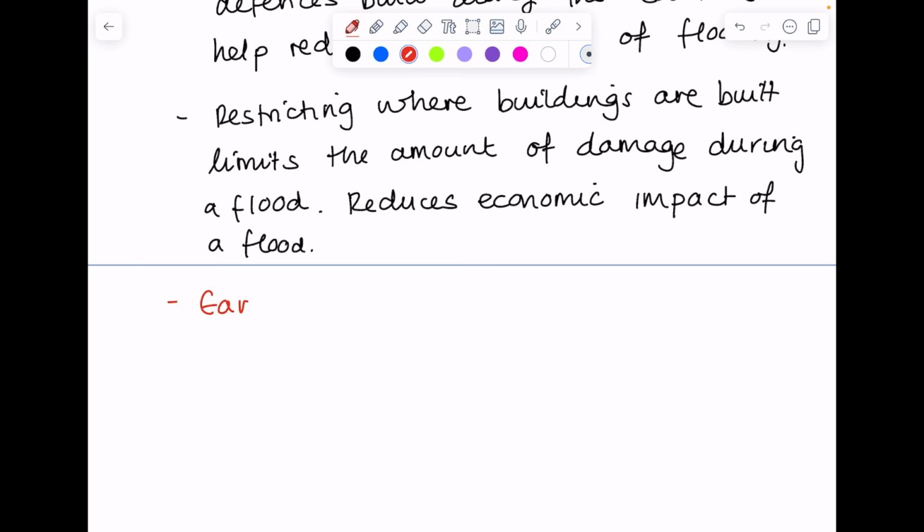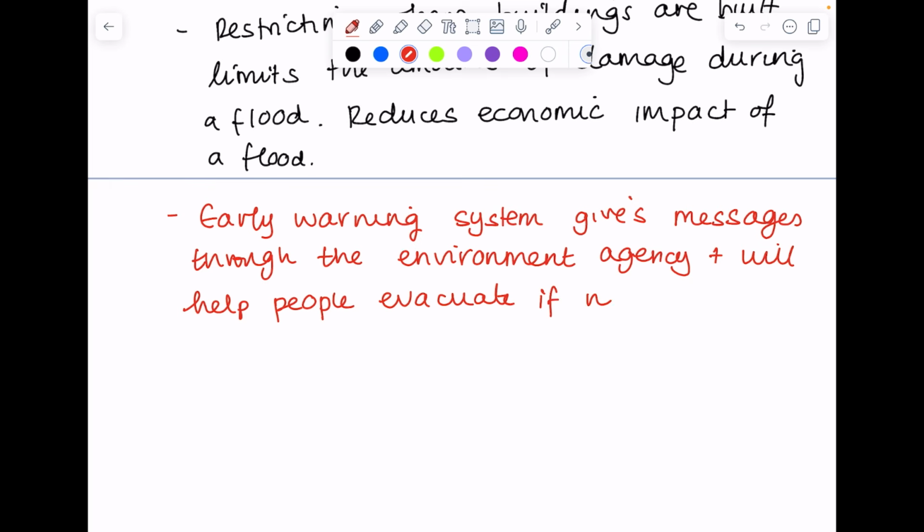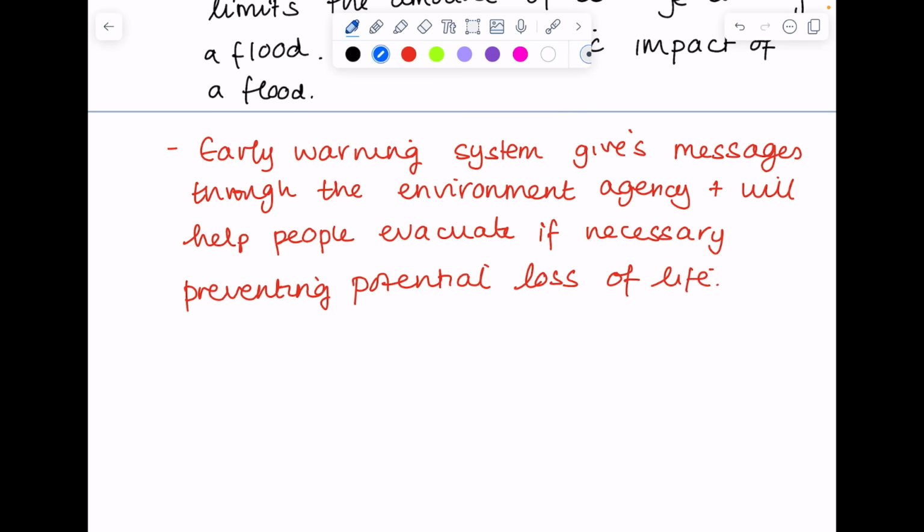Early warning systems now may give messages through the Environment Agency which will help people evacuate if necessary, preventing potential loss of life. And then alternative strategies include building emergency centres for people to shelter in, reducing the number of people who might be killed.